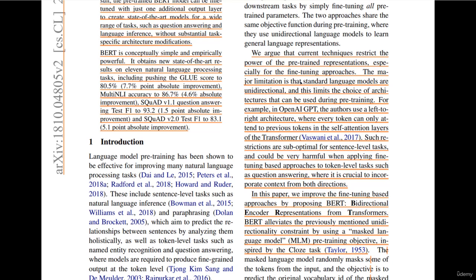The major limitation is that the standard language models are unidirectional, and this limits the choice of architectures that can be used during pre-training. For example, in OpenAI's GPT, the authors use a left-to-right architecture where every token can only attend to previous tokens in the self-attention layers of the transformer. Such restrictions are suboptimal for sentence-level tasks and could be very harmful when applying fine-tuning based approaches to token-level tasks such as question answering, where it is crucial to incorporate context from both directions.